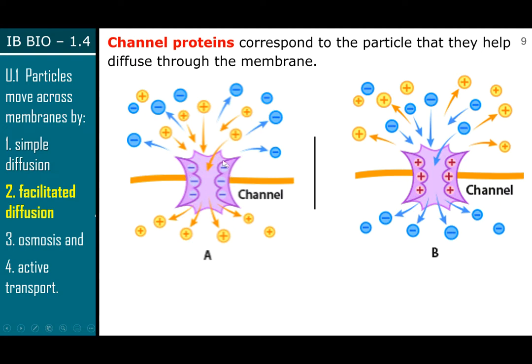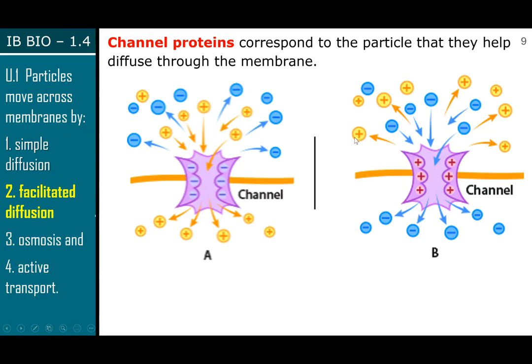Now, if the channel itself is negatively charged, if that protein has a negative charge, it's going to attract positively charged ions to come through. It's also going to repel negative ions. So, a negatively charged protein channel attracts positive ions. Similarly, if your protein channel is positively charged, right, it's going to attract those negative ions and it's going to repel positive ions.